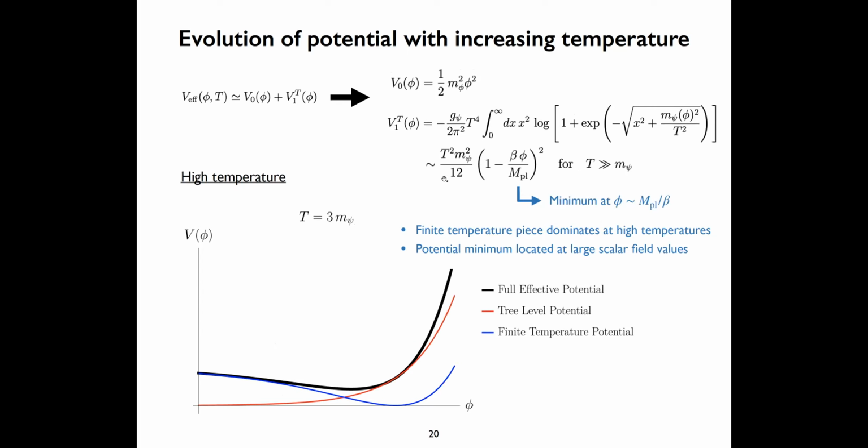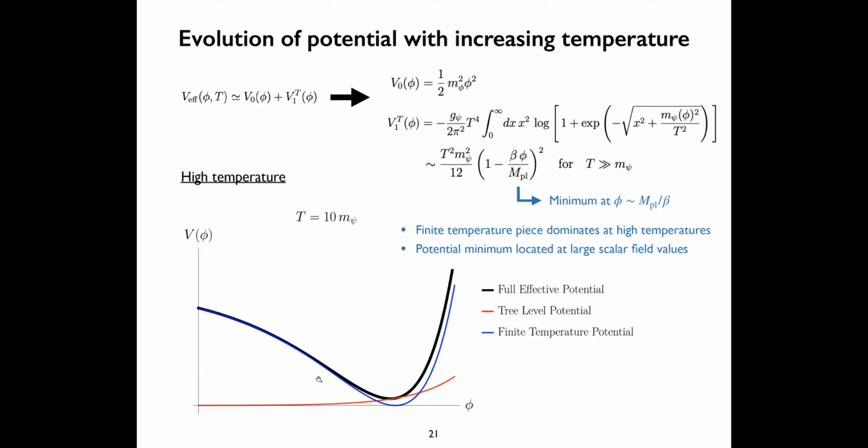You can understand that by just studying the high temperature expansion of the effective potential. You get this effective fermion mass squared, which is the coefficient of the T squared piece. And that has this factor of 1 minus beta phi over M Planck squared. So this will tend to drive the minimum towards values of order M Planck over beta. Okay, and so we see that in this picture. And then you can turn up the temperature even higher, and you can see that at large temperatures, the minimum is at large field values.